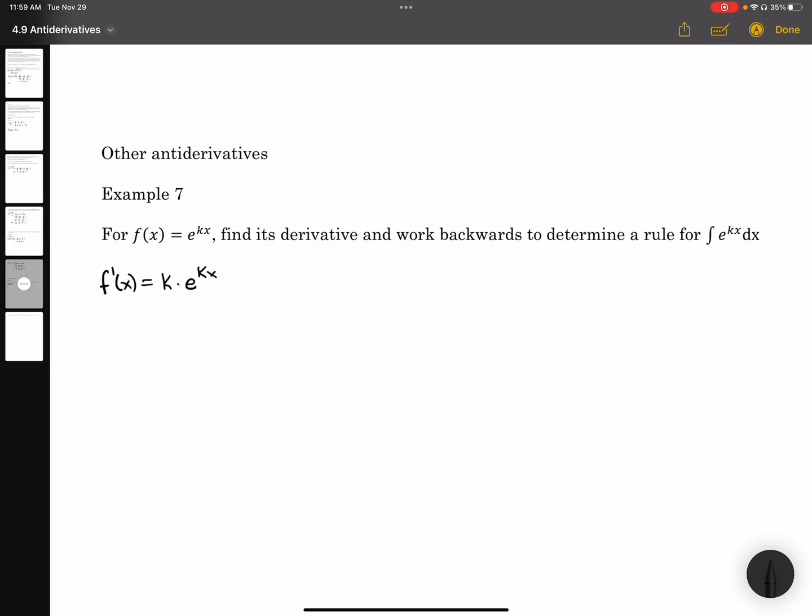What that's going to mean is that if I have the antiderivative of e to the kx dx, that's going to equal e to the kx power divided by k plus c.